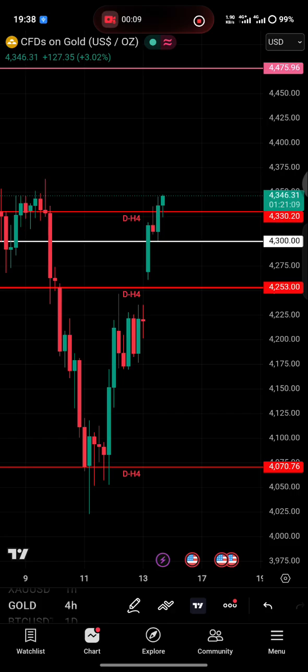Today we're going to be analyzing the gold chart to check and see if there are any specific price action for us to be entering a trade.